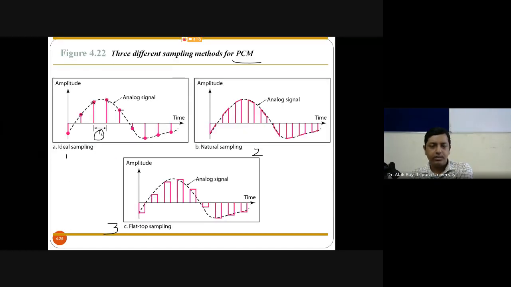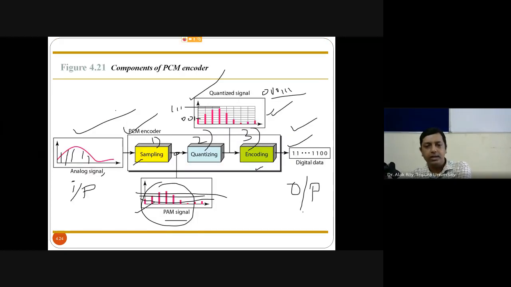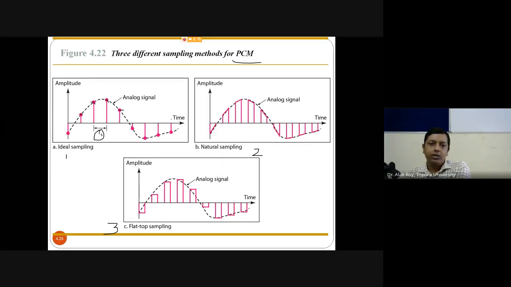After sampling, it will be output as a PAM signal and given to the quantizer. Or you can have natural sampling, where after a time gap TS, it will measure the value for a time TX, and again after a TS gap it will measure the value. So you are getting a value up to this, up to this, up to this. This is known as natural sampling.